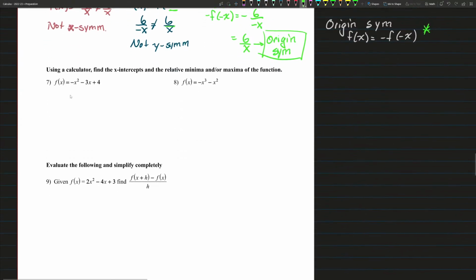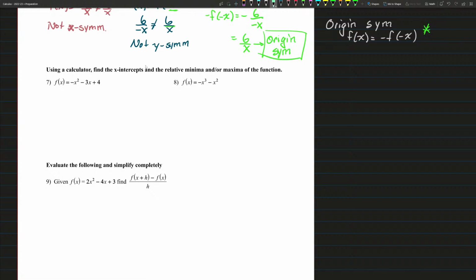Numbers 7 and 8, using a calculator, find the x-intercepts and the relative minimum and or maximum of the function. Unfortunately, I don't know how to get my calculator up on this screen like I do on my laptop at school. So we're not going to do that. Instead, I'm going to explain how to do it.